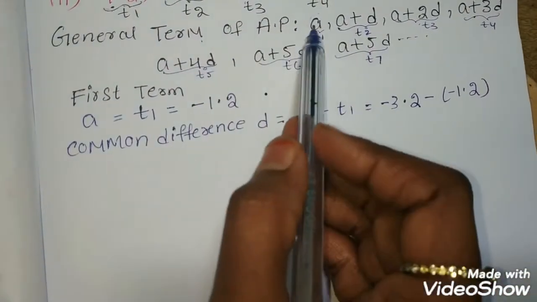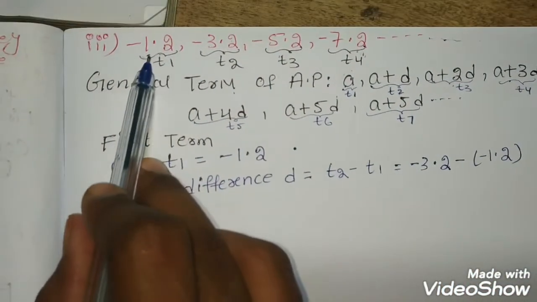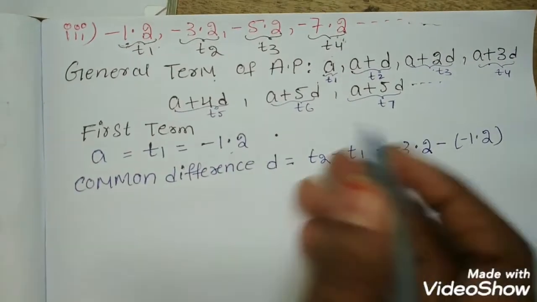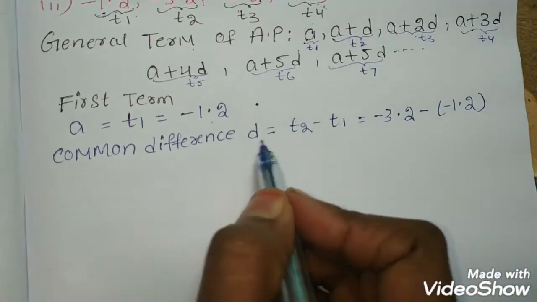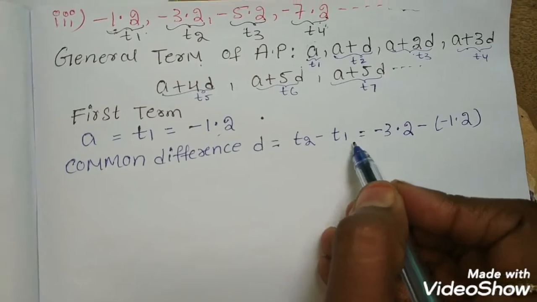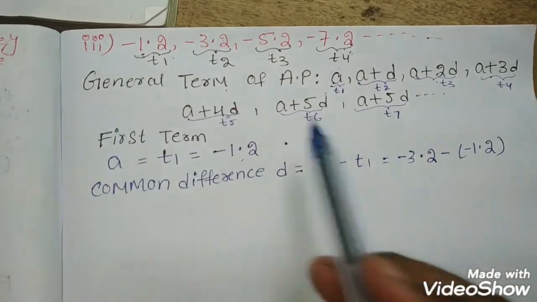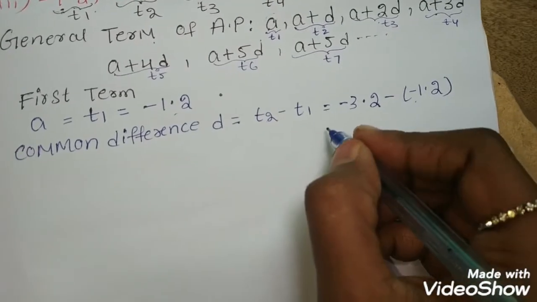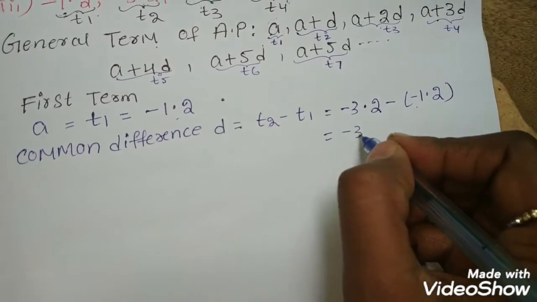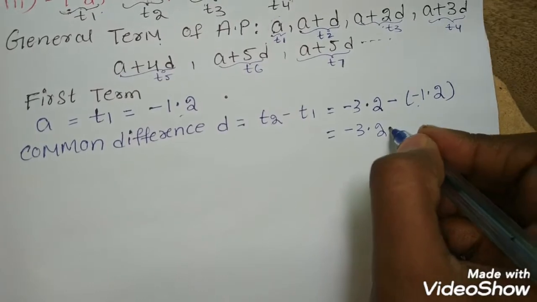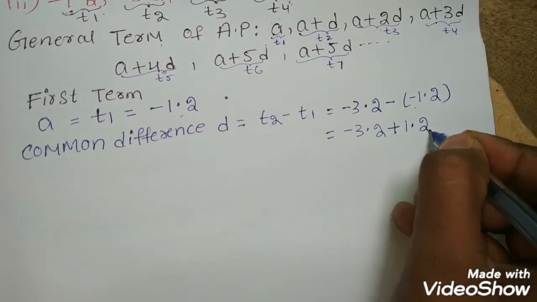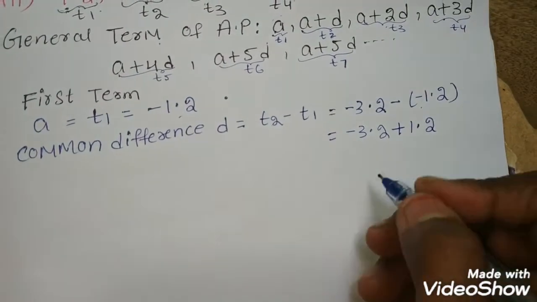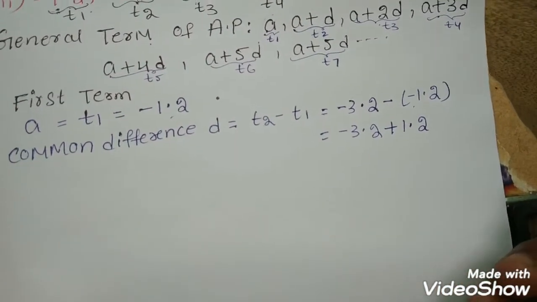What is the first term here? A is equal to minus 1 by 2. So this is term 1, minus 1 by 2. And what is the common difference here? T2 minus T1, that is minus 3/2 minus (minus 1/2). See how you can solve this. It is equal to minus 3/2 plus 1/2. You need to know basic maths: minus into minus is plus, plus into minus is minus, like this.